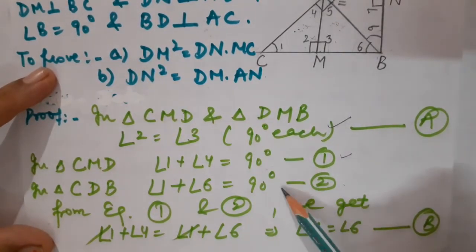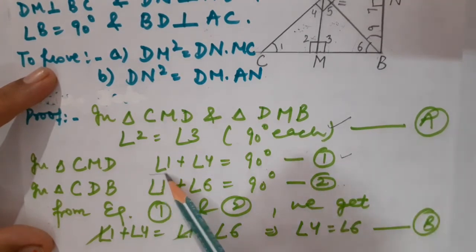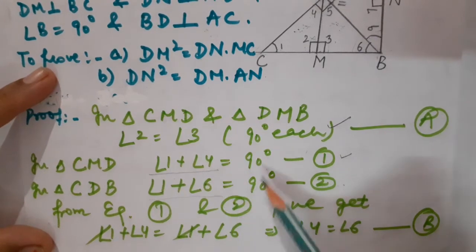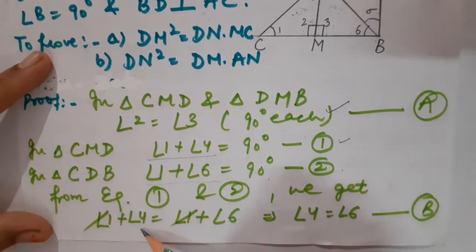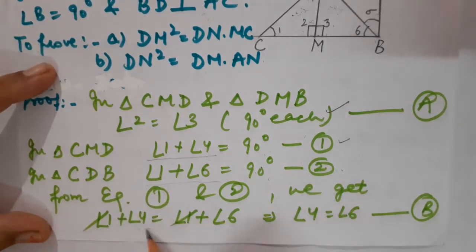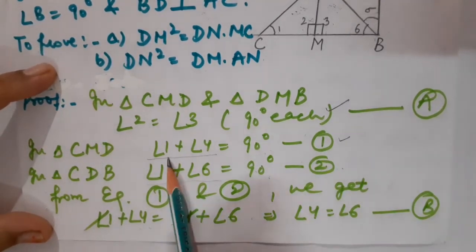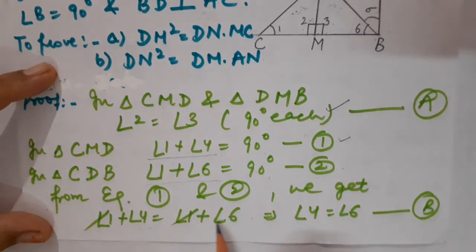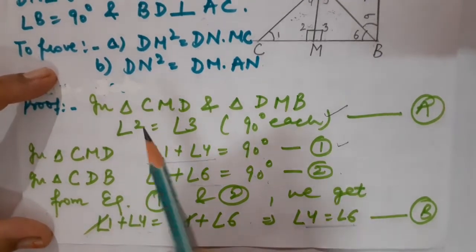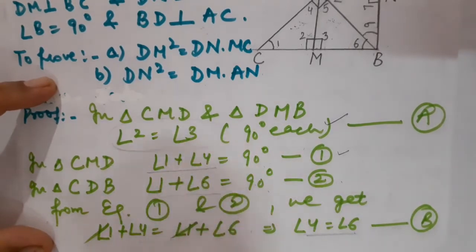In equation 1 and in equation 2 I observed that angle 1 plus angle 4 and angle 1 plus angle 6 both are 90 degrees. As the right hand sides are equal, the left hand side will also be equal. So angle 1 plus angle 4 is equal to angle 1 plus angle 6. 1 and 1 are going to be cancelled. So it implies angle 4 is equal to angle 6. Correct? Now I know angle 2 is equal to angle 3. Angle 4 is equal to angle 6.